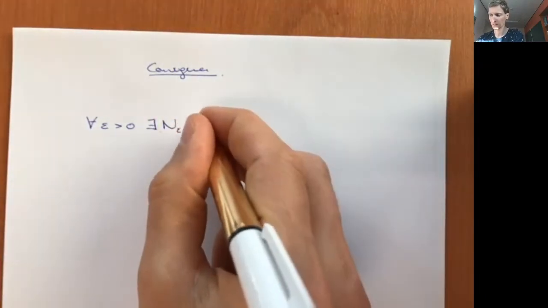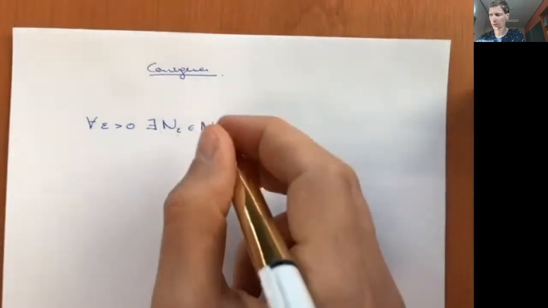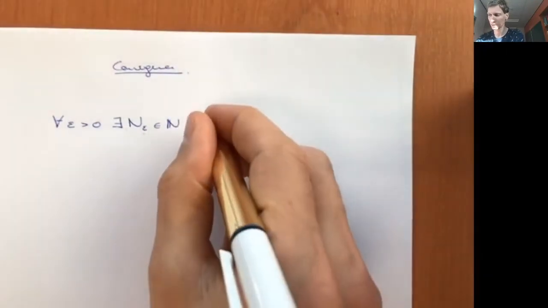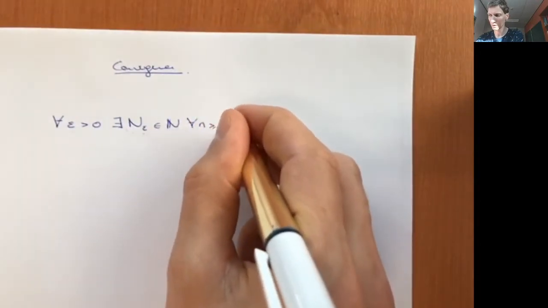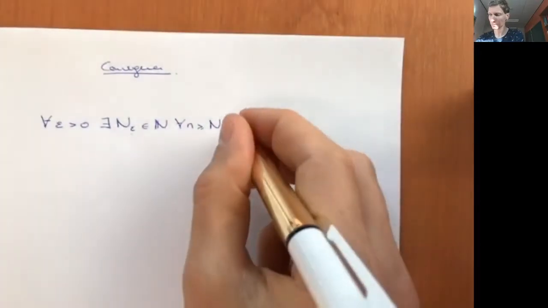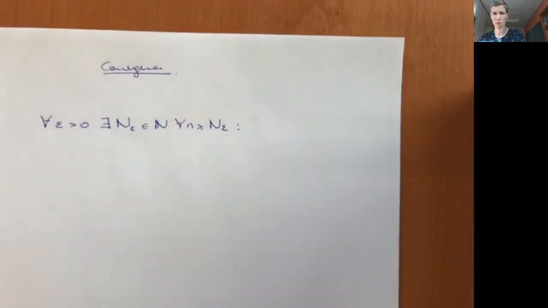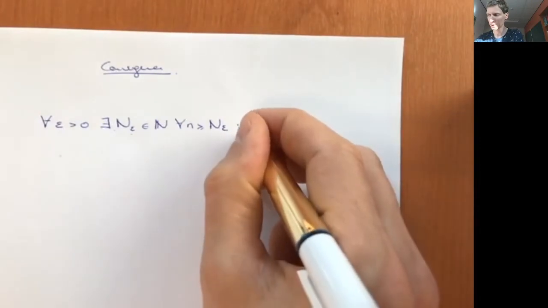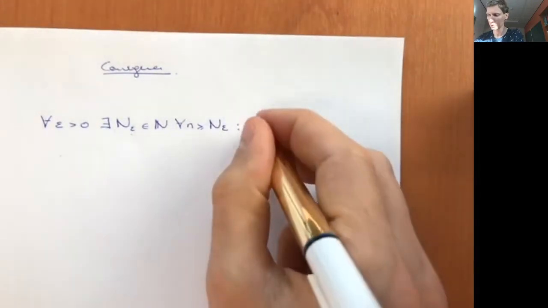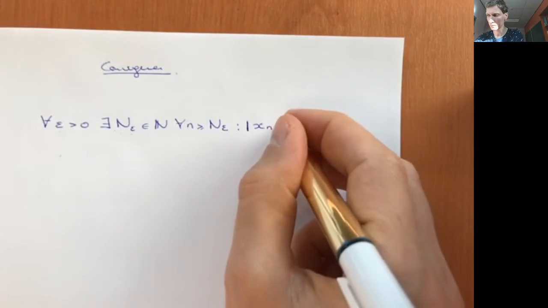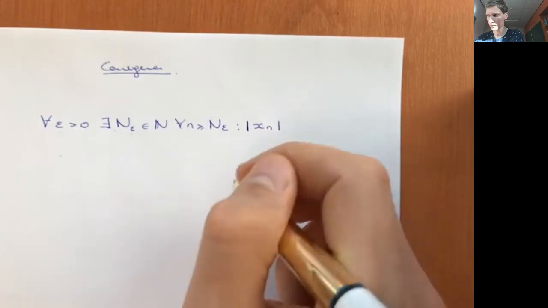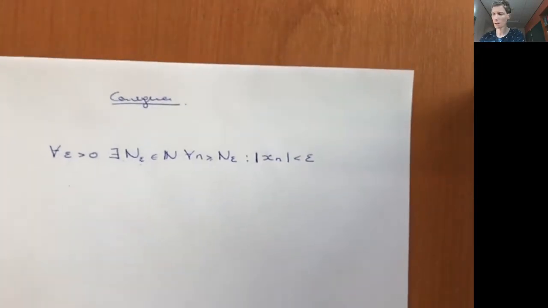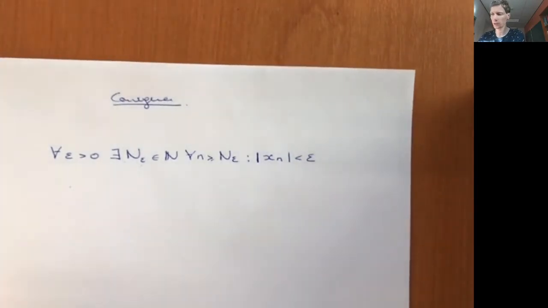Okay, so this big N has to be a natural number. And then we have that for all, let's call it small n, greater or equal to this big N. And then we have an expression. Okay, so we have three quantifiers here. And the expression is the following, that the absolute value of xn is smaller than epsilon. Okay, so this is a definition of convergence.